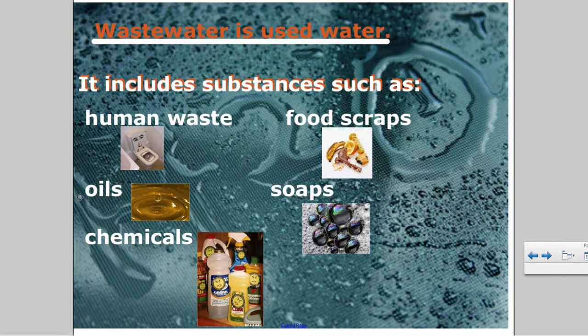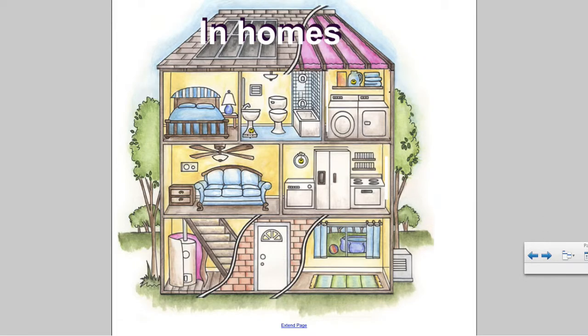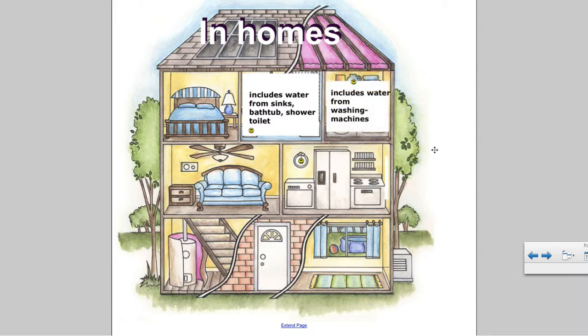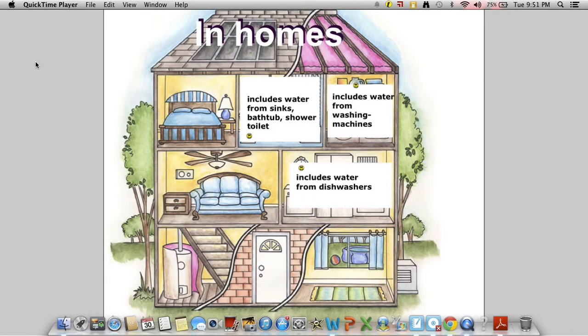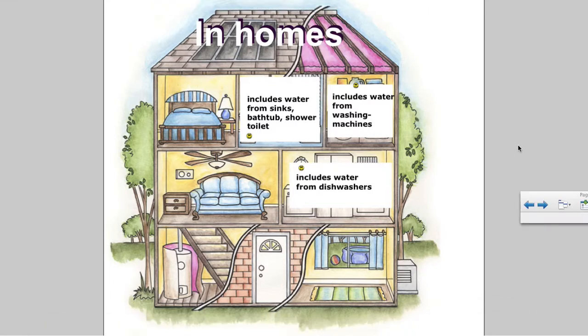All of these things that are included in our wastewater come from three major sources. One is our homes. From your sinks, your bathtubs, your showers, your toilets. You can write down a couple of examples. You don't have space to write them all. It also comes from our washing machines, your dishwasher.